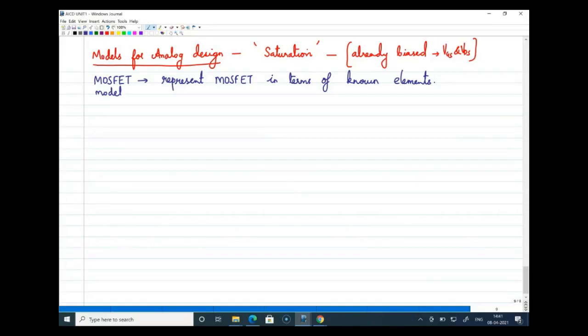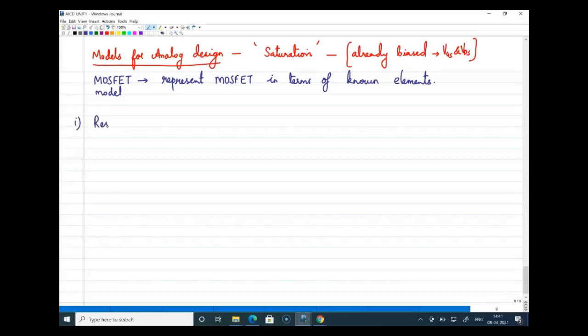All right. Yeah, thank you for that. So what is the meaning of representing in terms of known elements? What are the known elements? So what are the elements through which we can study, or which we can use to represent the MOSFET? Okay, let me start with this.